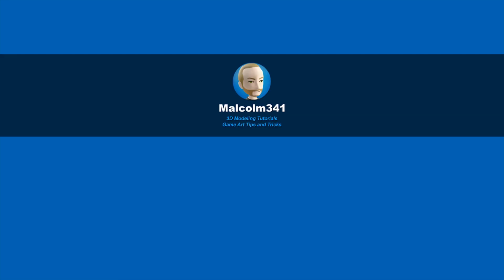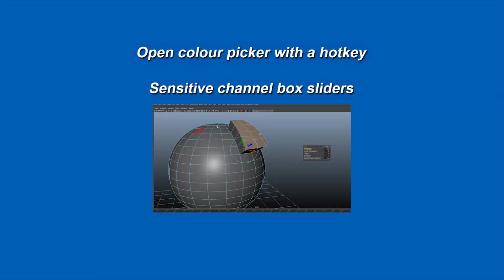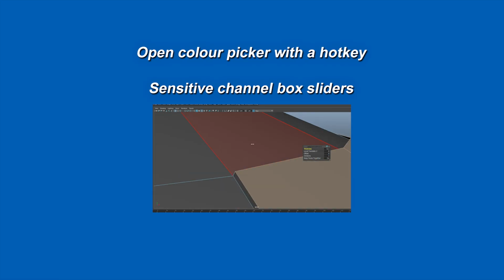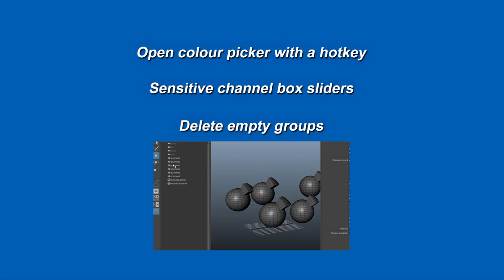Hey, this is Malcolm341. In this video, we're going to look at some Maya tricks and secrets. So today we're going to look at how to open the color picker with a hotkey and save color palettes, make channel box sliders more sensitive for precision modeling edits, and how to delete empty groups to clean up your scene. So let's get into it.